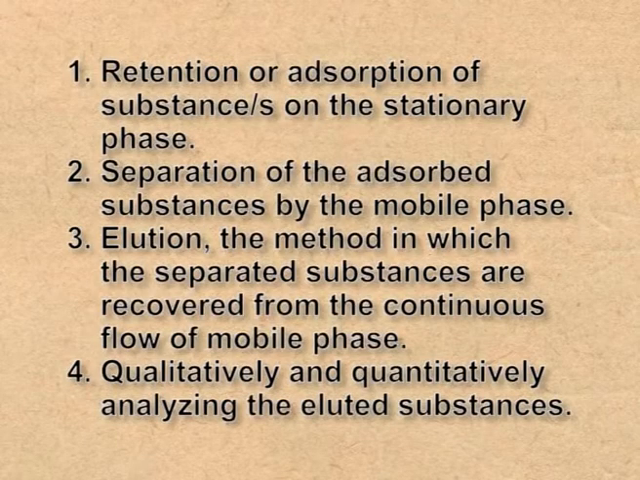In general, the chromatographic technique consists of the following steps. Number 1, retention or adsorption of substances on the stationary phase. Number 2, separation of the adsorbed substances by the mobile phase. Number 3, elution, the method in which the separated substances are recovered from the continuous flow of mobile phase. Number 4, qualitative and quantitative analysis of the eluted substances.